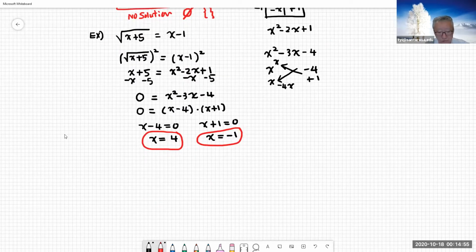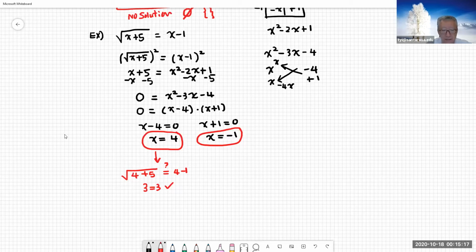So if I use x equals 4 and check it out, plug it in there. So you got square root of 4 plus 5. Is this equal to 4 minus 1? So that's going to be square root of 9, right? So that's 3 is equal to 3. So that checks out, okay.